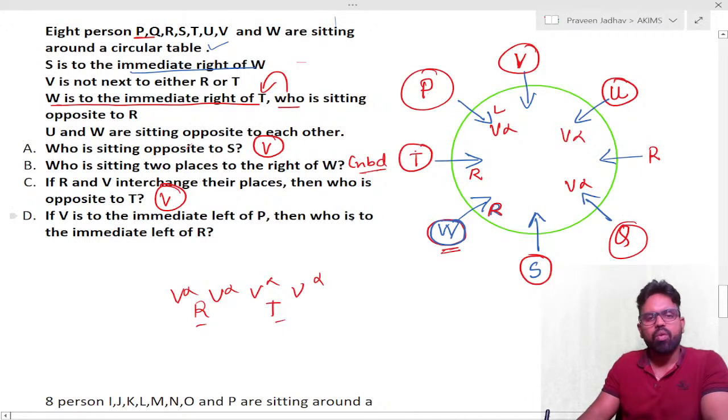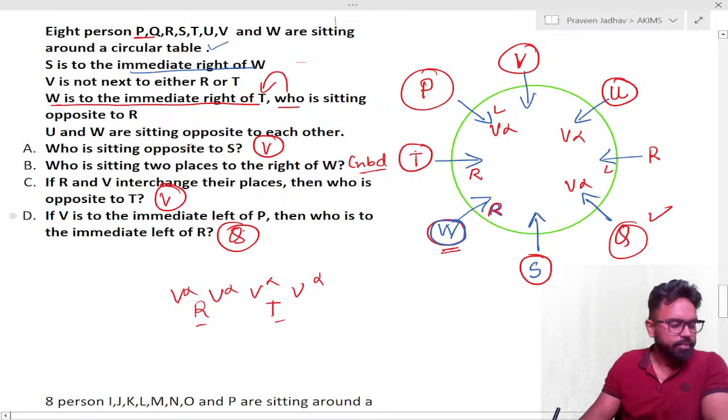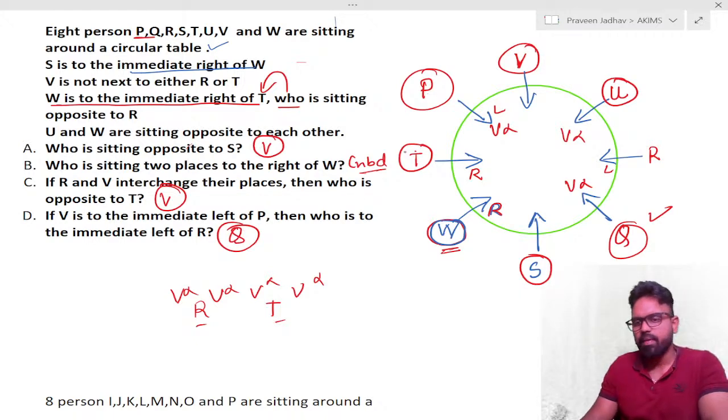Then who is to the immediate left of R? Left of R, who will be there? Q will be there. Getting it? Everyone? Understanding?